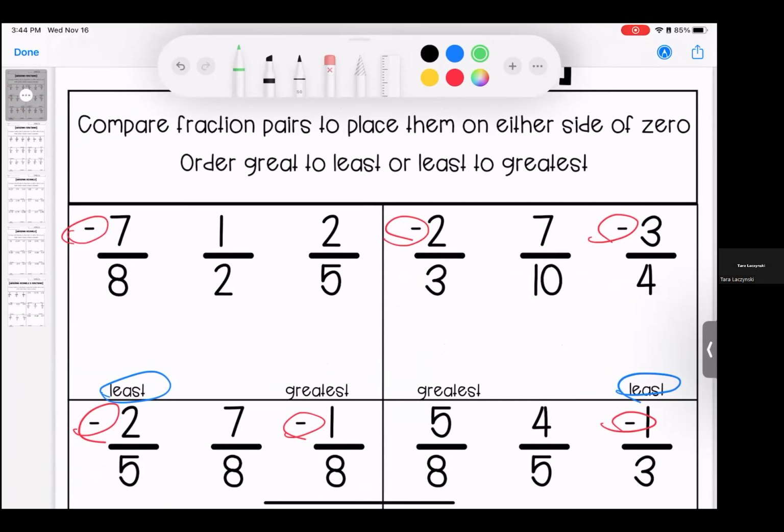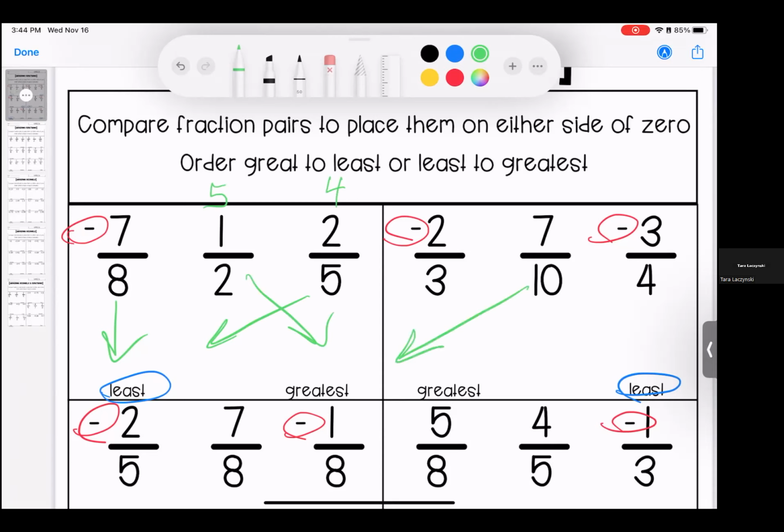We have -7/8 is going to be first. Then we can compare by doing cross multiplication. These are both positive, so just normal crossing. 2 and 2 is 4. 5 and 1 is 5. So 2/5 and then 1/2. Coming over here, we have two negative numbers. We're being asked to start with the greatest. So 7/10 is going to be the greatest.